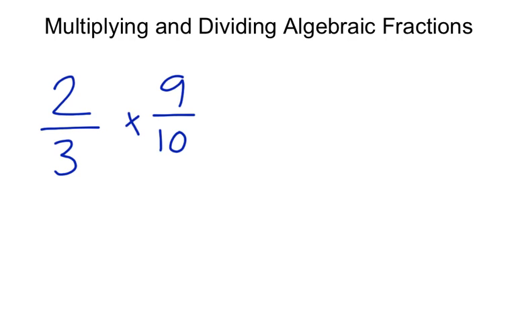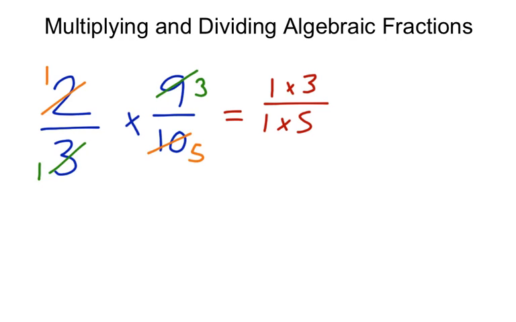But before we do that, we can cross cancel. So the 2 can cancel with the 10 in the other fraction, leaving us with 1 and 5, and the 3 and the 9 can cancel, leaving us with 1 and 3. This gives us a final answer of 1 times 3 on the top and 1 times 5 on the bottom, which just simply gives us 3/5.